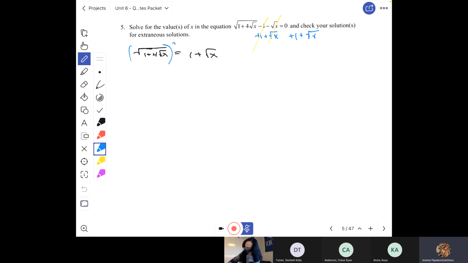Yeah, square each side. Let's see what happens. Okay, so the left-hand side just becomes 1 plus 4 times the square root of x. We're just getting rid of those radicals left and right. But I am FOILing the right-hand side because that's a binomial times a binomial. If I FOIL the right-hand side, what do I get?